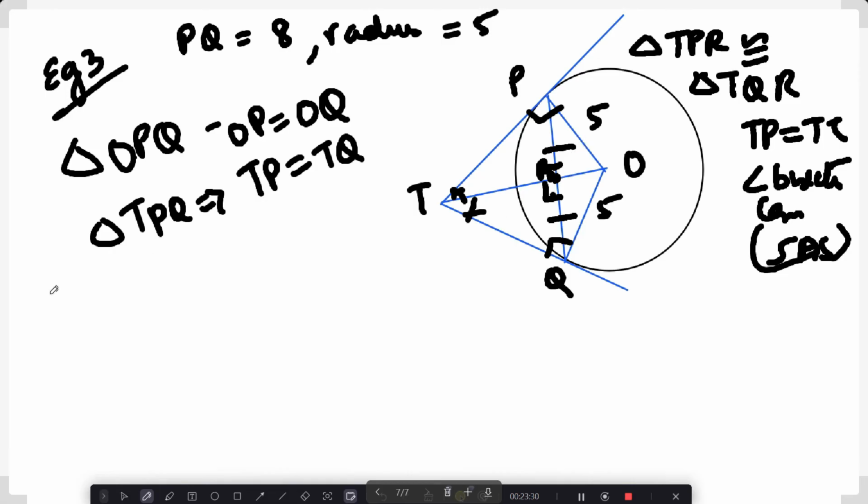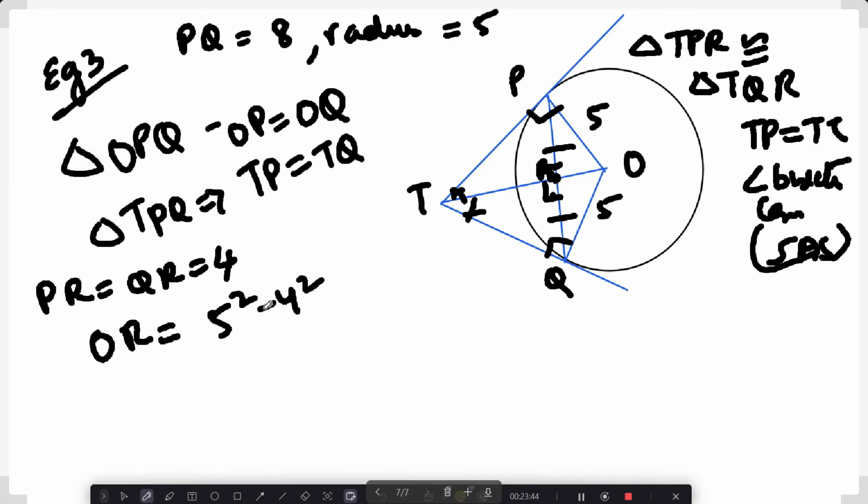So that means PR equal to QR equal to 4. ठीक है, so if PR equal to QR equal to 4, so what is OR? OR is square root of 5 square minus 4 square, which is 3. This is in triangle ORP. ठीक है, so ये छोटा हमको पता चल गया कि ये 3 है, right? This we know is 4. We don't know what is this and we don't know what is this, right? All right.